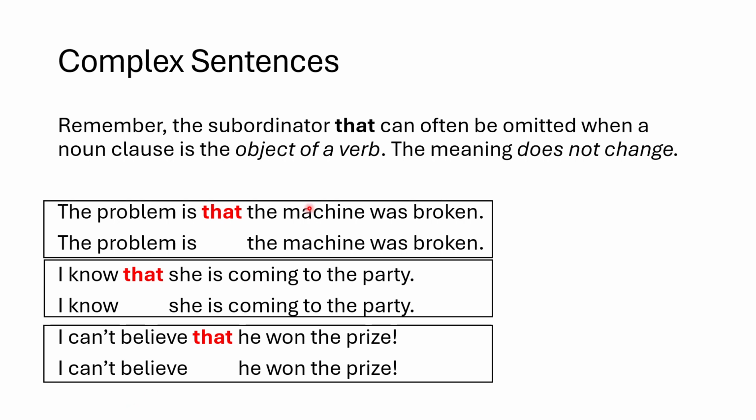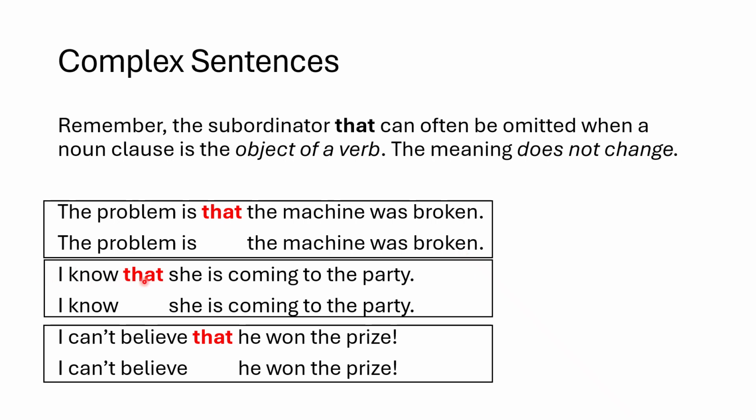Remember, the subordinator that can often be omitted when the noun clause is the object of a verb. The meaning does not change. For example, the problem is that the machine was broken. If we omit that, the sentence still makes sense. The problem is the machine was broken.